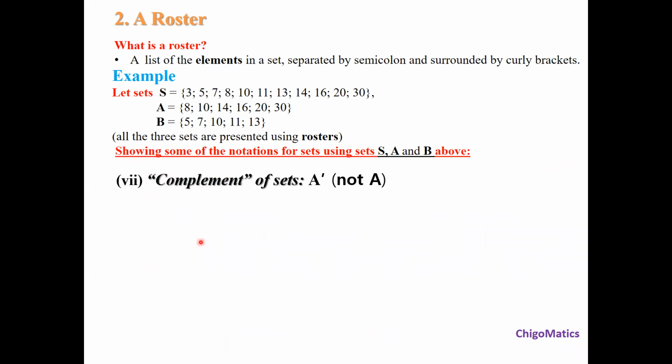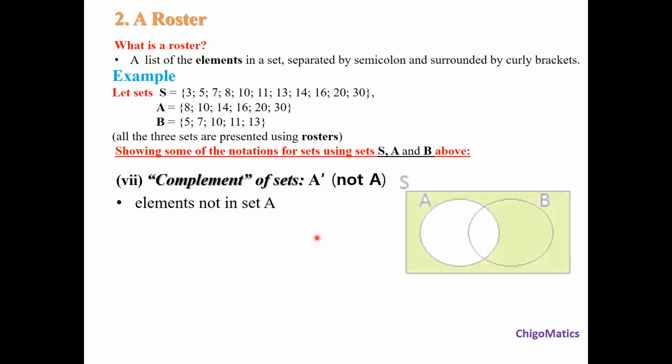Okay, let's go on to complement of sets. It is written A prime, or we can say not A. And we read it as elements not in set A. That means this, as it is written, means elements not in set A. Or when I say not A, I'm simply saying elements not in set A.